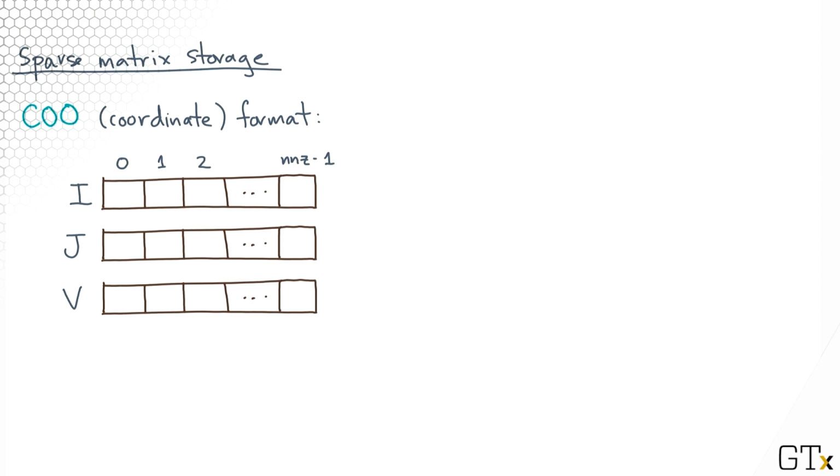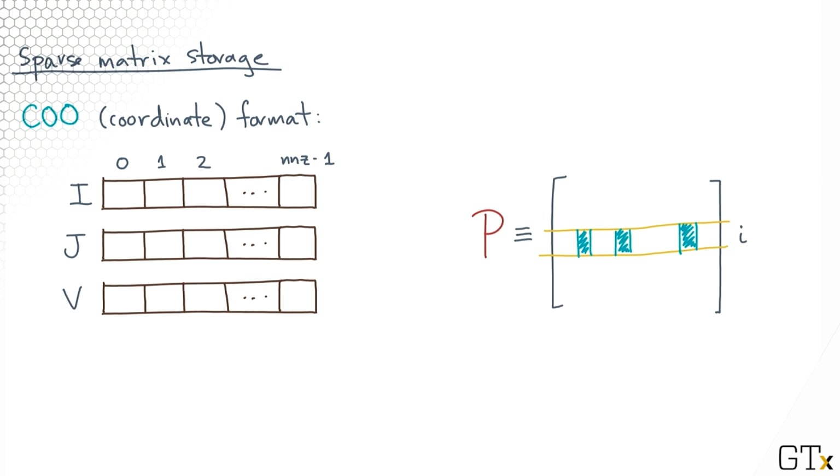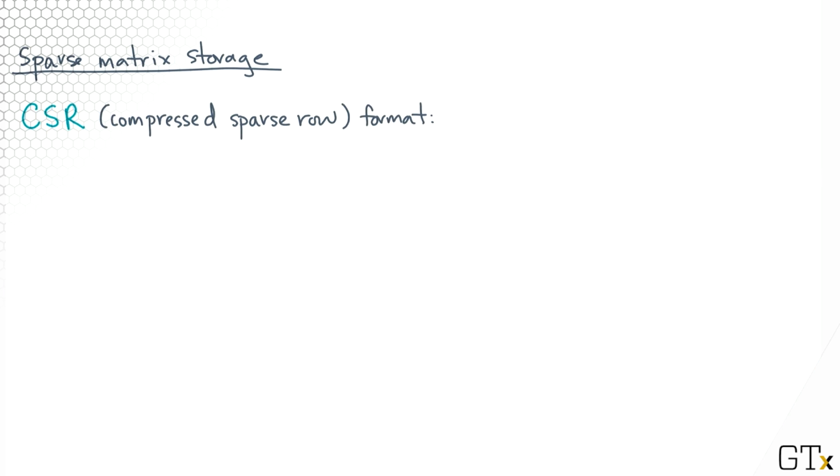Now this format uses more storage than it needs. To see why, remember the picture of the sparse matrix and think about a row little i. All of its elements have the same row index, little i. So that means little i might appear several times in the row index array, capital I. Now this motivates a different storage format called compressed sparse row storage, or CSR for short.